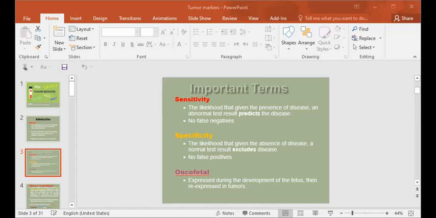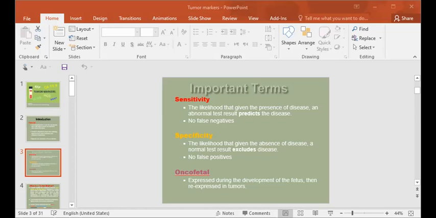They can be carbohydrates in origin, in chemical nature. They can be receptors. They can be oncogene products. They can be genetic markers. So all these are classifications of tumor markers. They can be any of these.